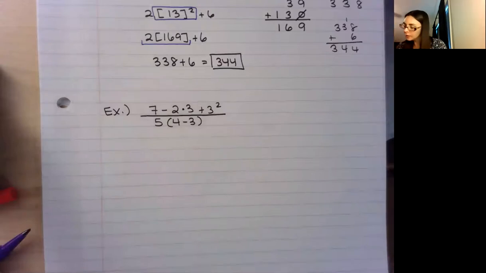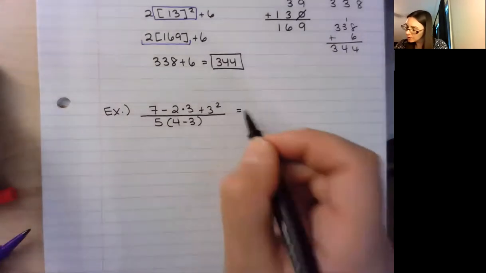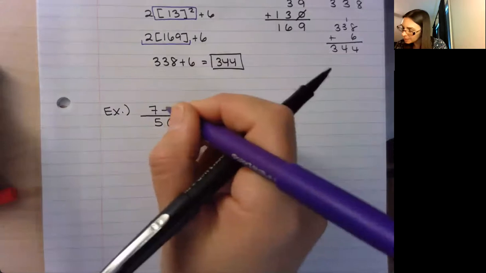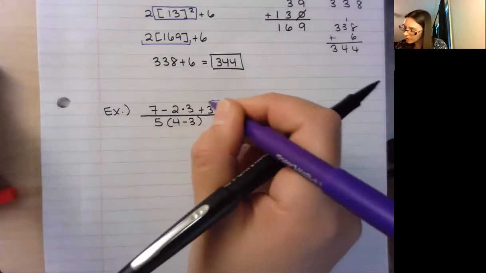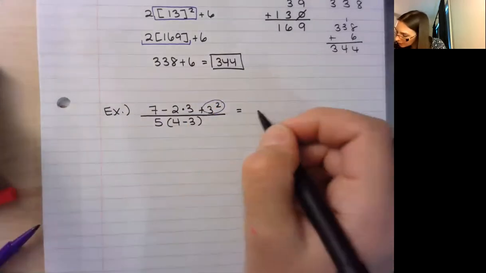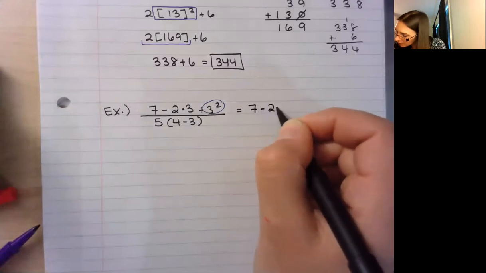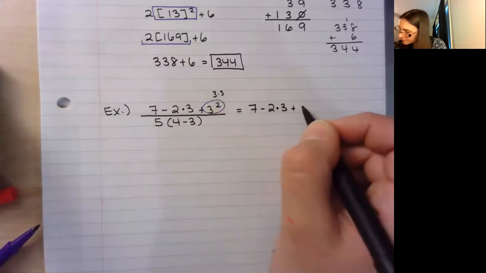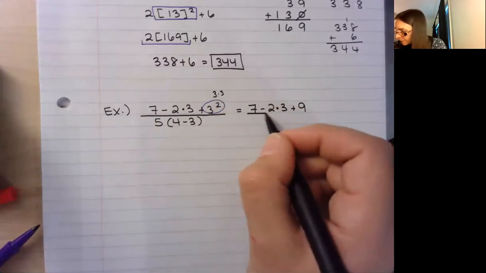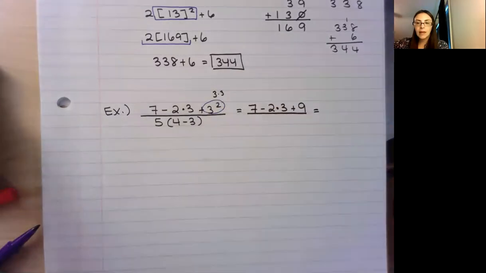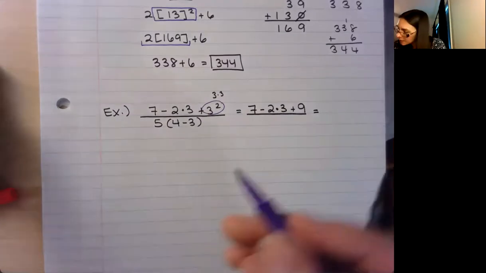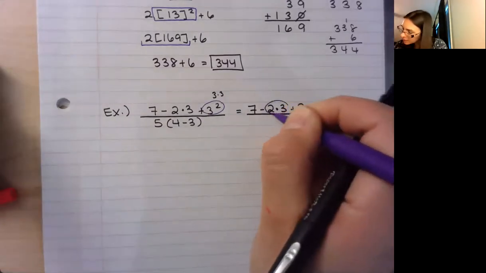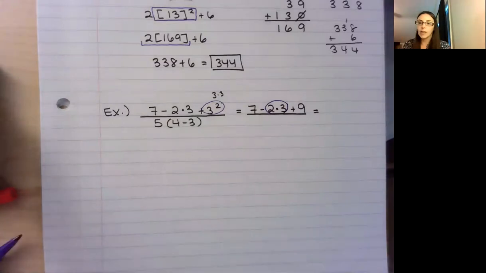So I'm just going to do the numerator first here. In the numerator, I see subtraction, multiplication, and an exponent. The exponent comes first. So I have 7 minus 2 times 3, and then 3 squared means 3 times 3, which is 9. Then I see adding, subtracting, and multiplying. So multiplying comes next, right? I'm going back to the order of operations steps.